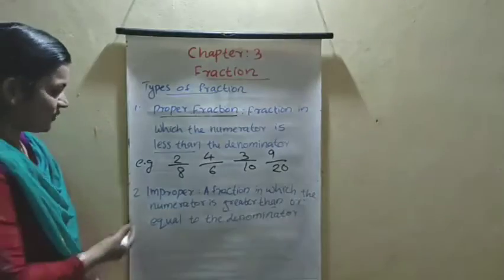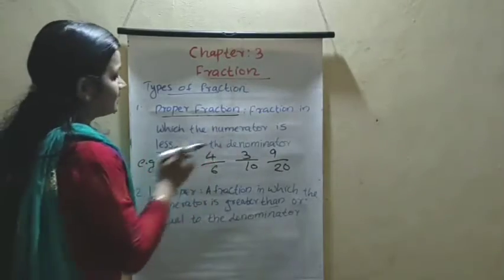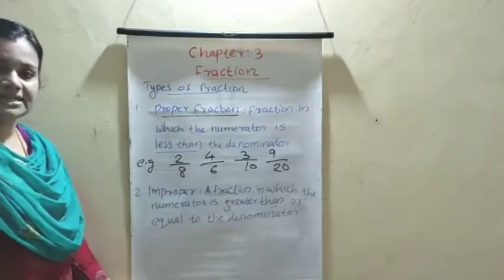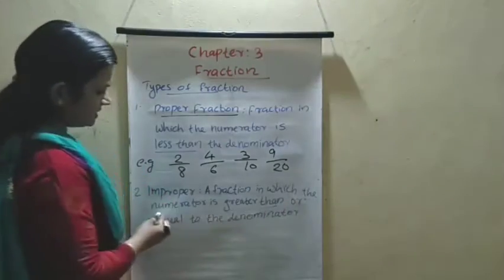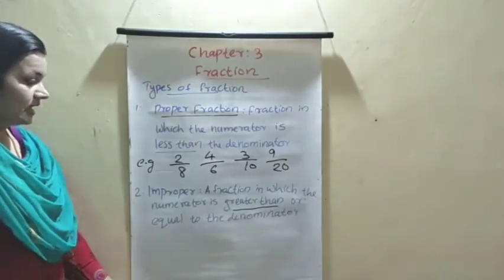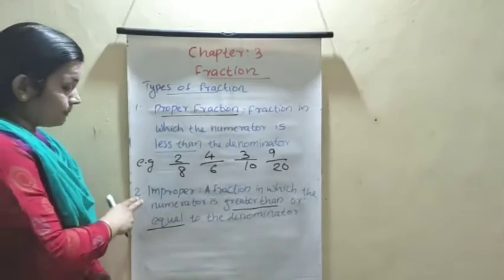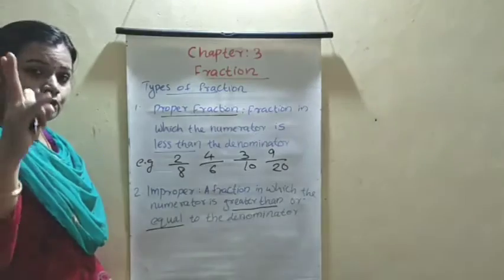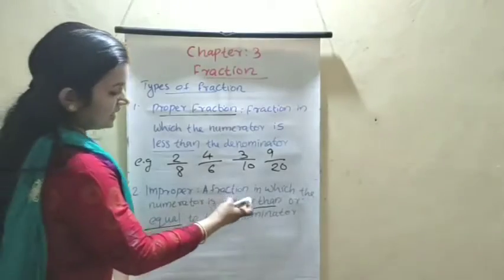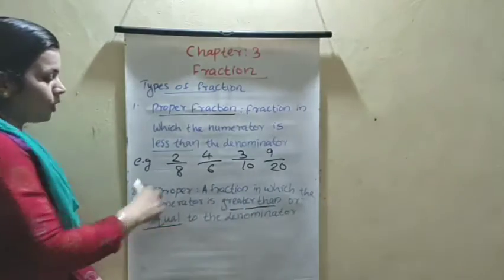Okay children, next after the proper fraction. Proper fraction, what is the proper fraction? The numerator is less than the denominator. This is proper. What is the improper fraction? The fraction in which the numerator is greater than the denominator. Greater than or equal. In the improper fraction we do it by two methods. A fraction in which the numerator is greater than or equal to the denominator is called improper fraction.